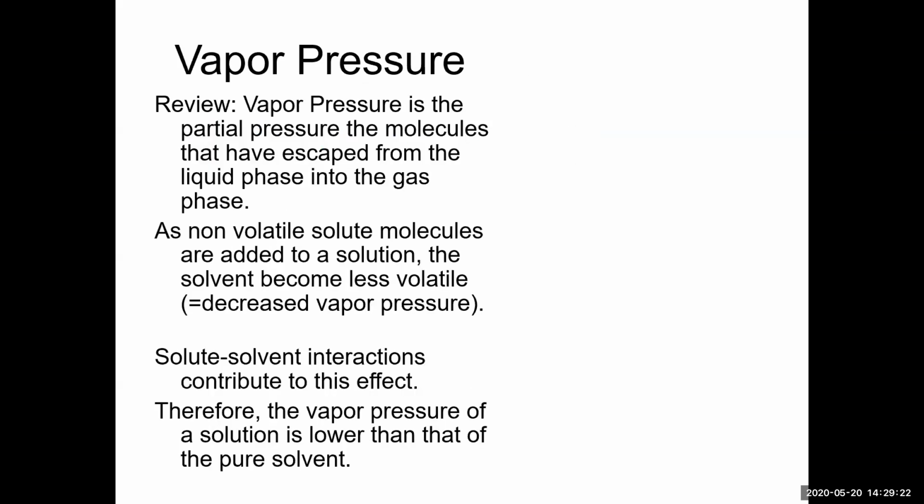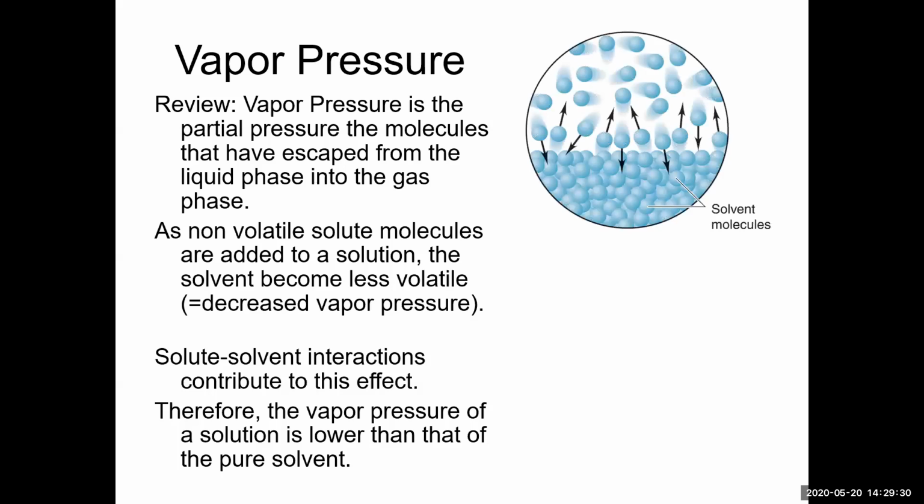So a little review, we're going to talk about vapor pressure lowering first. Vapor pressure is the partial pressure of the molecules that have escaped from the liquid into the gas phase. Right now we're not talking about a solution yet. That picture up there is just what will be the solvent. Let's say it's water. Its vapor pressure is the pressure of its gas molecules, the water molecules that have escaped into the space above the liquid.